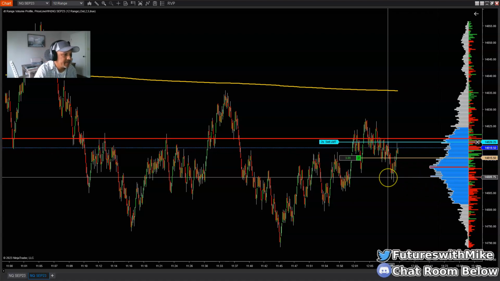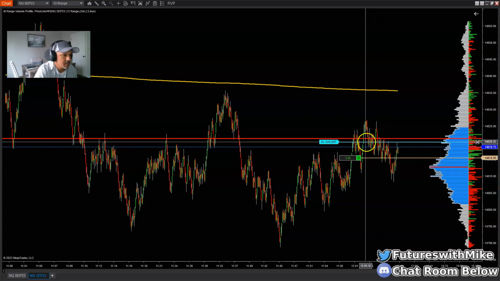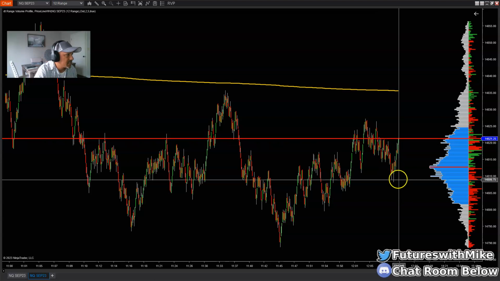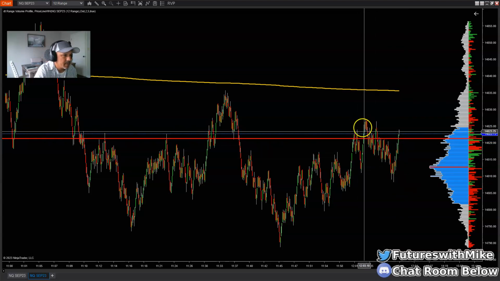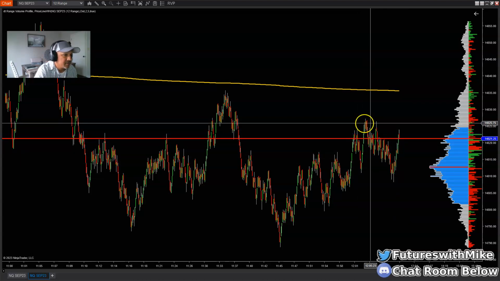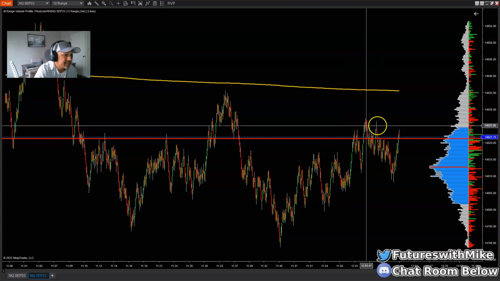So we'll see what happens here. This is off my 12 range chart on the NQ. We should come up here. There we go. Just got filled right there. Okay, it's probably going to maybe push a little higher. It may actually take out this area here.